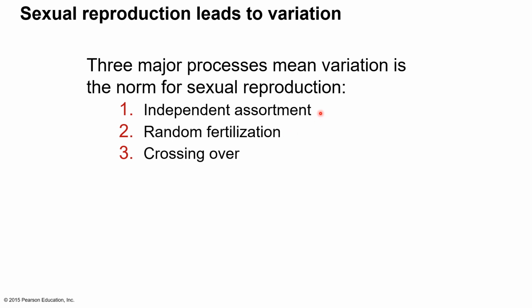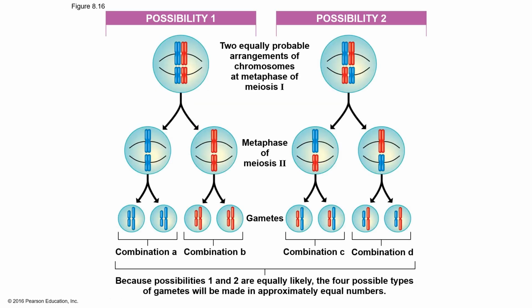Now, a 3rd thing that's also going to lead to variation is something known as independent assortment. What is independent assortment? If you remember, we talked about how during prophase 1, your homologous chromosomes come next to each other so that they could do the crossing over. Now, independent assortment is basically how your homologous chromosomes end up lining up during metaphase 1. How do they line up?